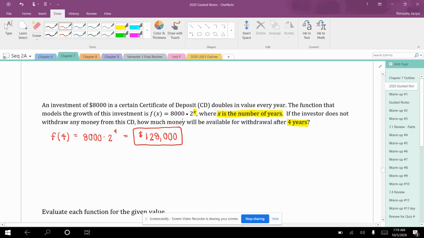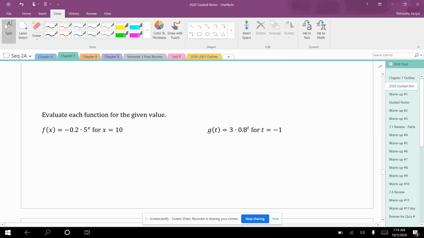Okay, so there are going to be times where I might give you an equation and I am telling you and defining what it is, and you just have to know, okay, I'm going to plug that number in and I can just calculate using a calculator. Okay, so same idea right here, it's just not word problems. So it says to evaluate each function for the given value. So f of x equals negative 0.2 times 5 to the power of x, and x is 10. So we are finding the function at 10. So we are going to be plugging in 10 in for our exponent. Okay, and then once again, you can use your phone calculator.